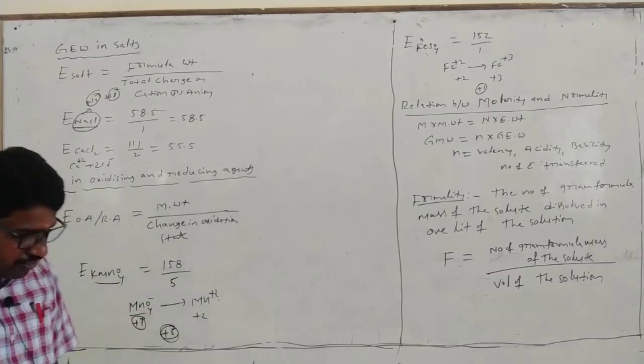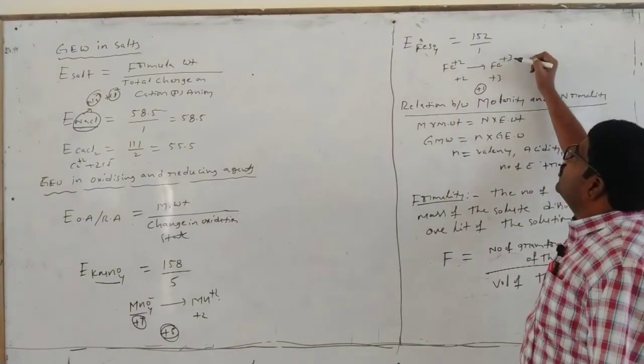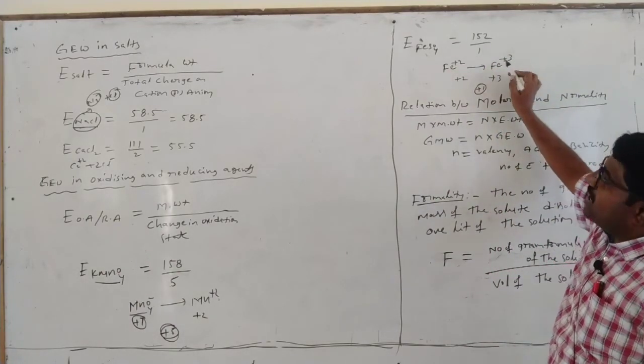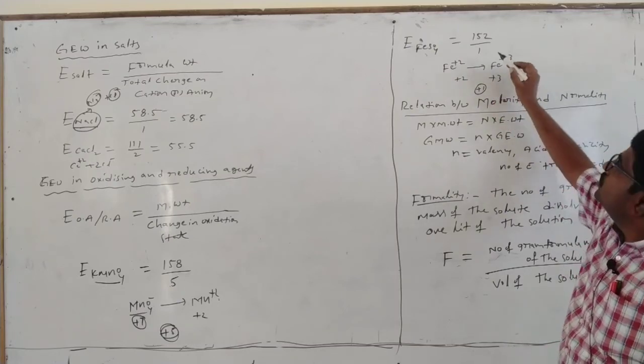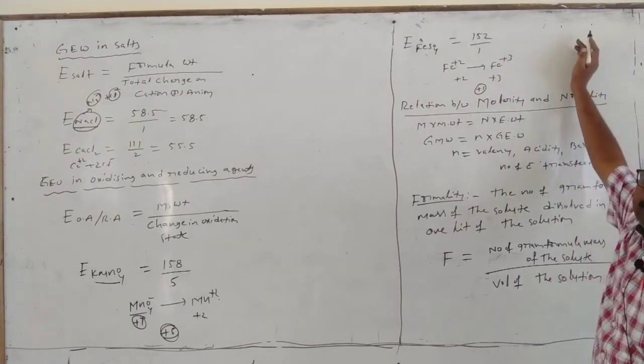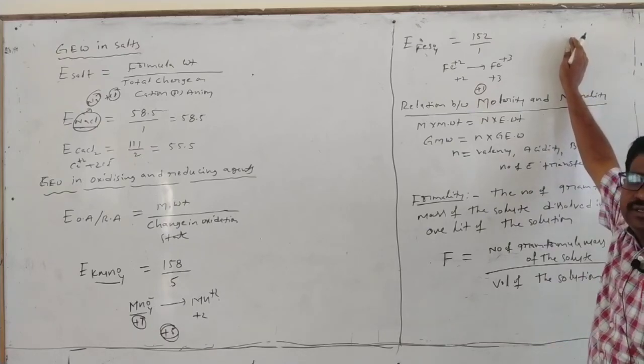Same as FeSO4. The FeSO4 weight is 152. Here Fe2+ is converted to Fe3+. What is the charge difference? From +2 to +3, that is +1. So 152 by 1. So this is the calculation of gram equivalent weight in oxidizing and reducing agents.